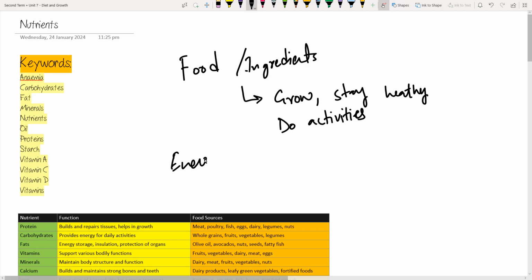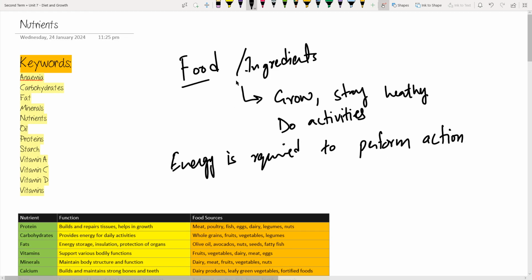Energy is required to perform actions. So hence we consume food or ingredients to get that energy, as well as it helps us grow. It helps us to do our activities. It helps us to stay healthy, and to do our normal body functions.